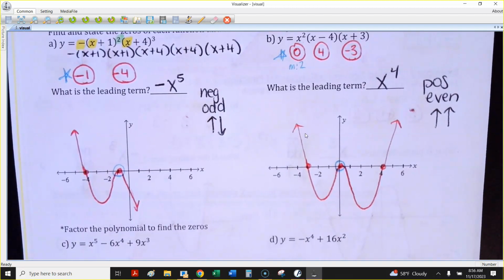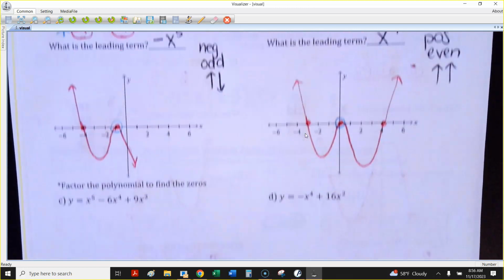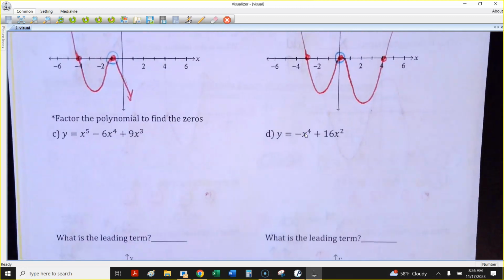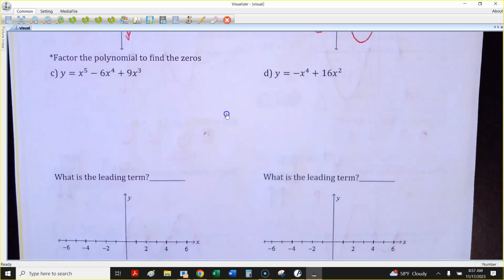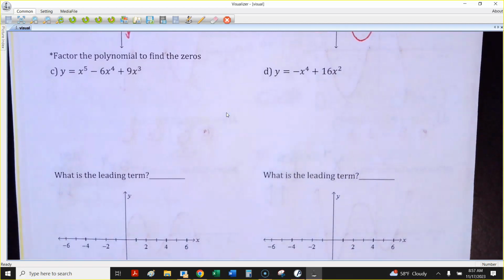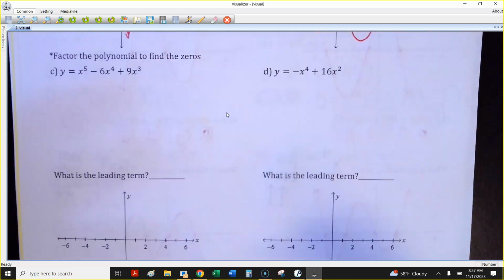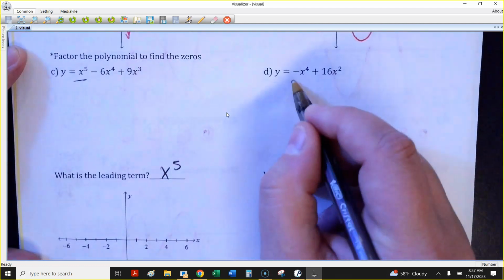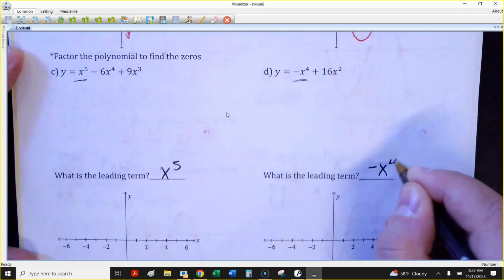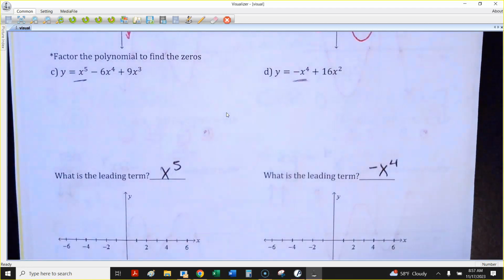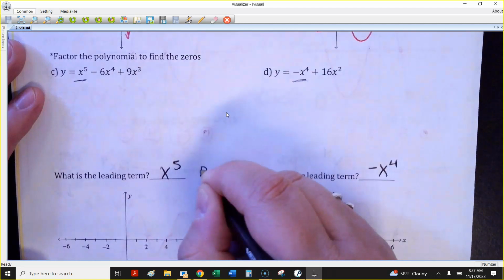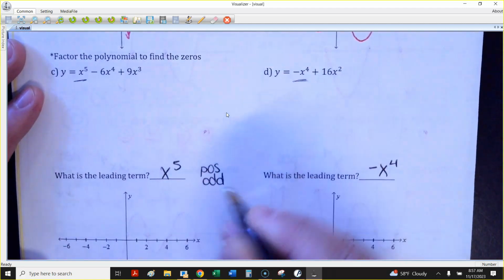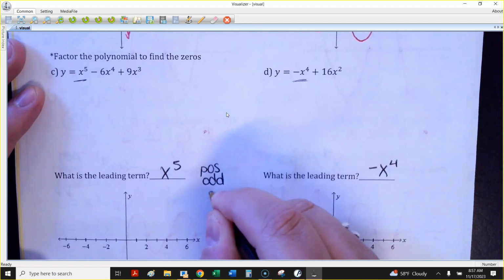And then the last two I have here, these we're going to graph. The only difference is these are not in factored form. They're in standard form. So we're going to practice what we were doing yesterday and factor these a little bit. The one thing that's nice, if it's in standard form, I can just see the leading term. This one should be x to the 5th, and this one should be -x to the 4th. So I'll know my end behavior right away. This is positive and odd, so it's going to be down at the beginning, up at the end.